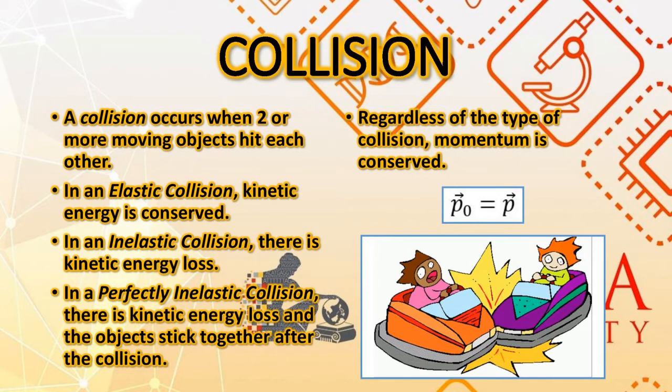Regardless of the type of collision, momentum is conserved. Initial momentum is equal to final momentum. So it stands to reason that when there is a collision, or when the problem describes objects colliding, we can use conservation of momentum to analyze the problem.